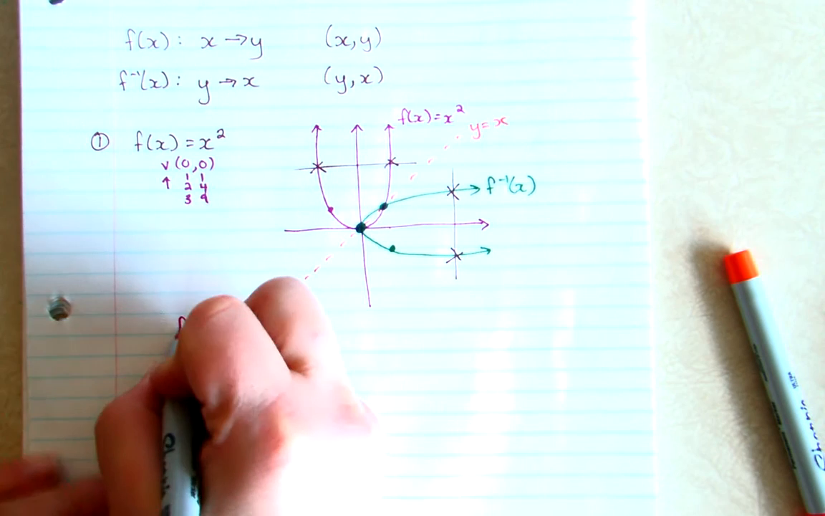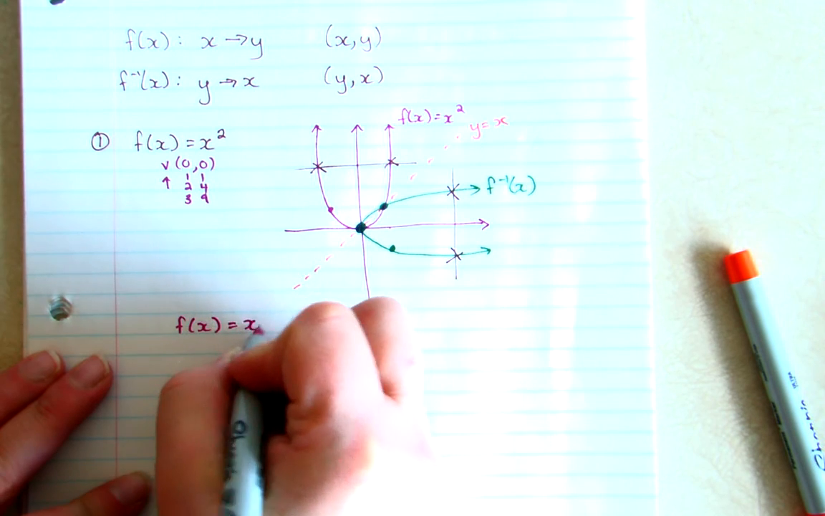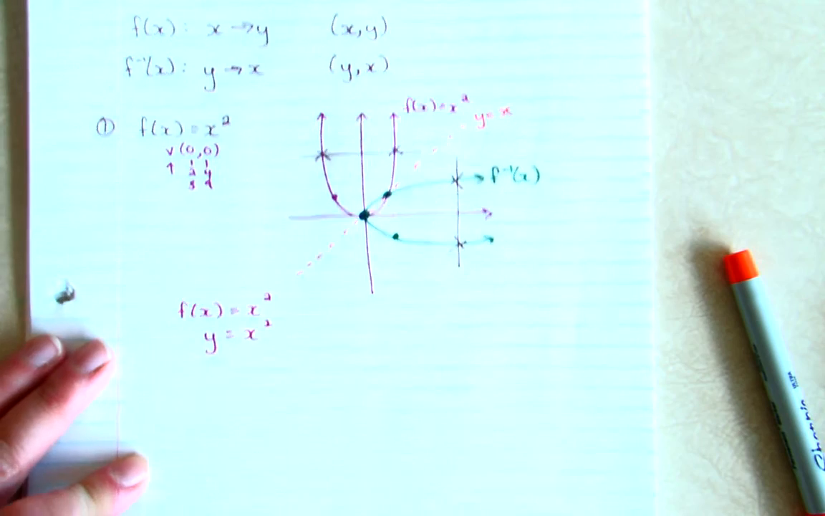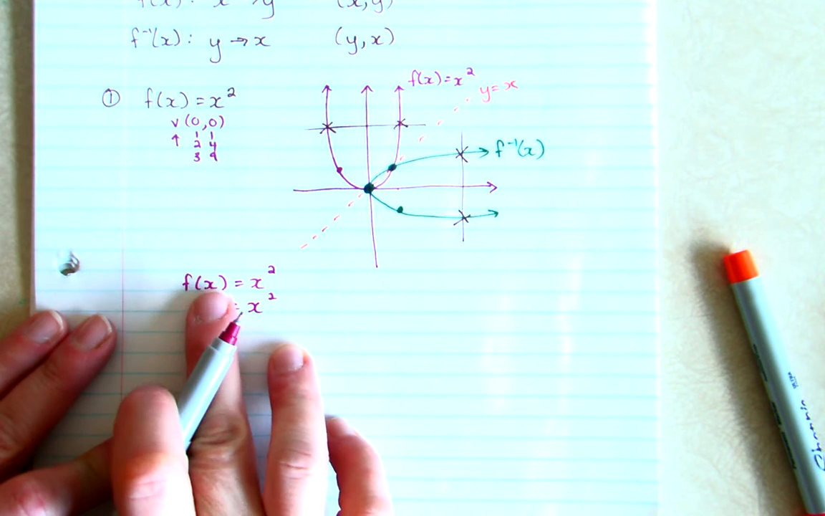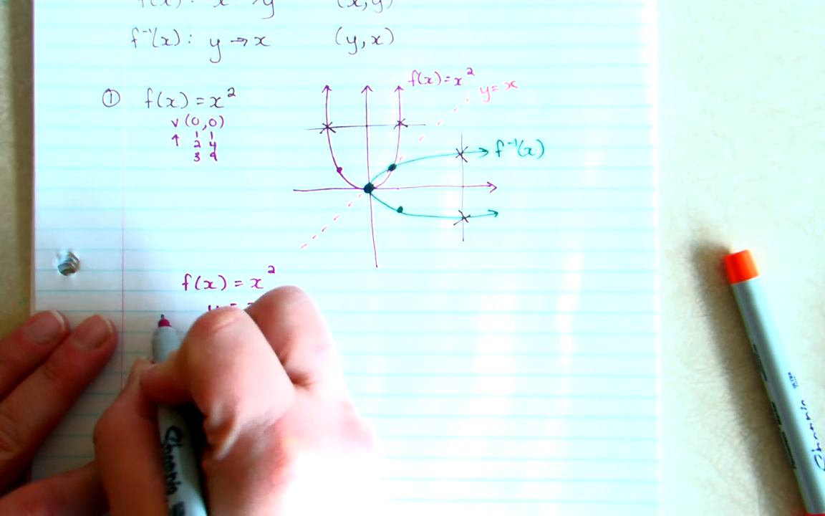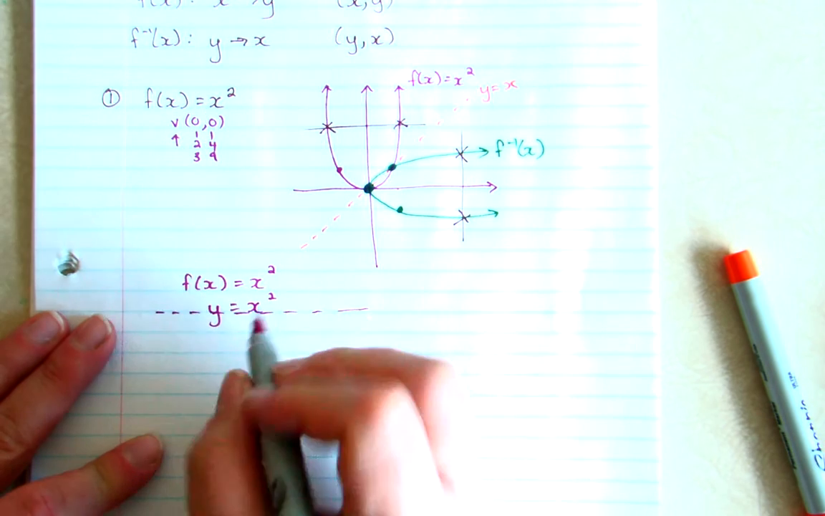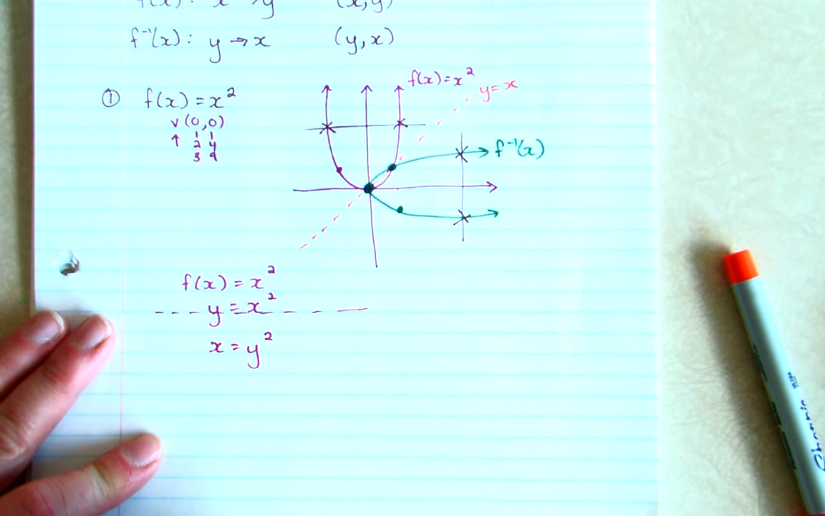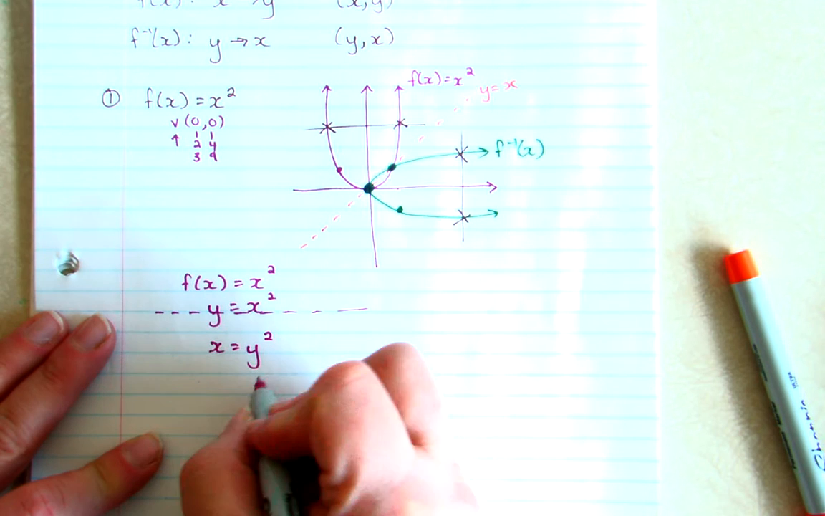If I start with f of x equal x squared, I'm actually going to switch it to work with x and y notation because it's a little bit easier. So I've done nothing there but replace the f of x with y. Now I'm going to start the process of finding the inverse. So step 1 is to switch x and y, and then step 2 is to solve for y.